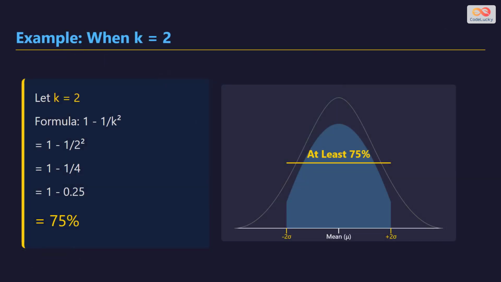Let's plug in some numbers to see how it works. Suppose we want to look at the range of 2 standard deviations from the mean. So, we set k equal to 2. The formula becomes 1 minus 1 over 2 squared, which is 1 minus 1/4. That equals 0.75. This means that for any distribution, at least 75% of the data values will fall within 2 standard deviations of the mean.